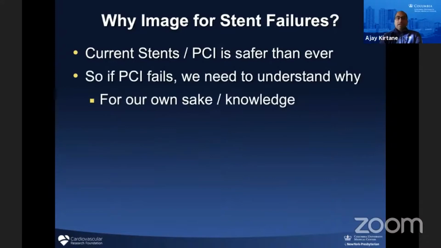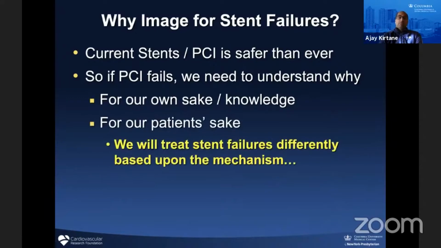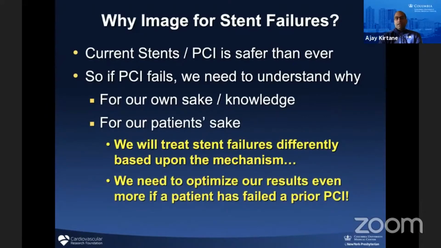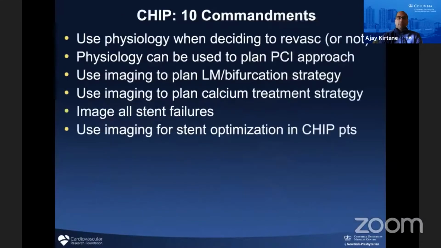So if PCI fails, we have to figure out why it failed. Not only for our own sake and knowledge, like in the patient before, why did this happen? We needed to know for our patient's sake. And then once we see what we find, we will treat differently based upon the mechanism of the stent failure. Finally, after we do our work, we really need to optimize our results because, as I said, these patients can come back frequently, and we want to make sure that the likelihood of that is as low as possible.